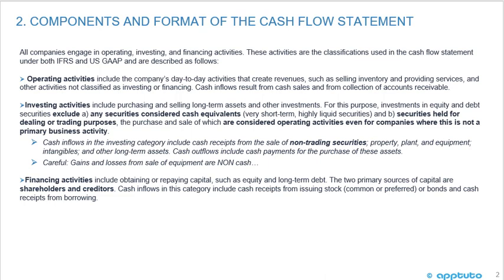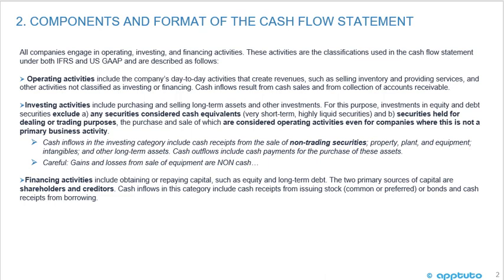Investing activities include purchasing and selling long-term assets and other investments. For this purpose, investments in equity and debt securities exclude A, any securities considered cash equivalents, very short-term, highly liquid securities, and B, securities held for dealing or trading purposes, the purchase and sale of which are considered operating activities, even for companies where this is not a primary business activity.